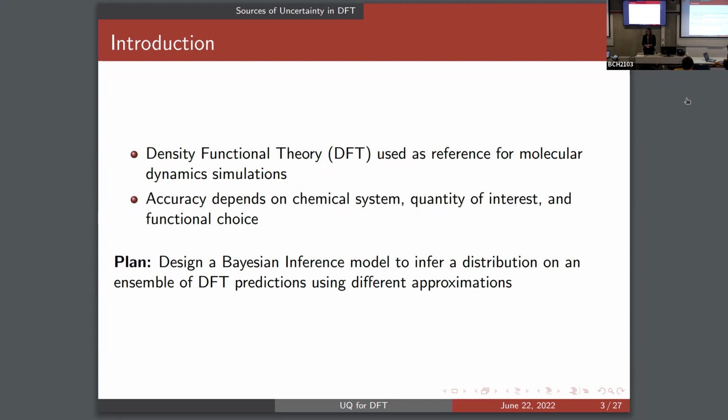In this work, our plan is to take an ensemble of predictions using different approximation choices and infer a probability distribution on some quantity of interest. This will help us make improved predictions, and the aim is to be able to get some uncertainty information from the variance of the probability distribution.